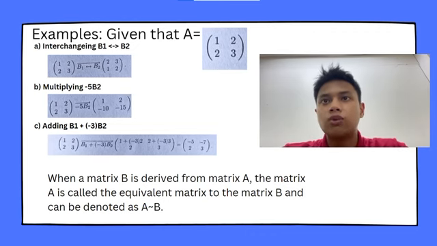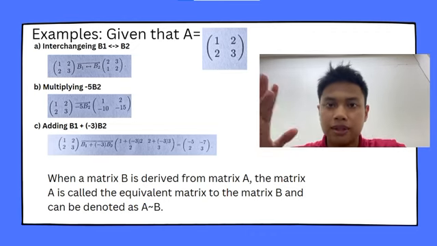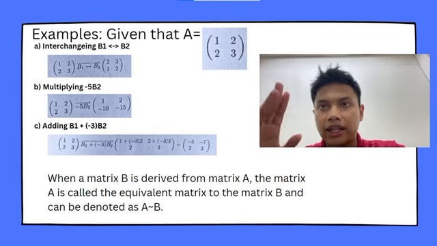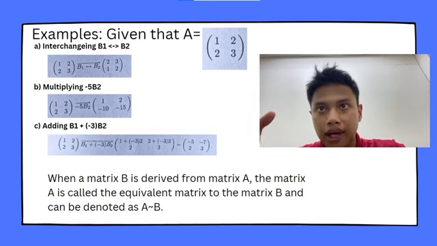The second one is multiplying, which is simple. Negative 5 R2, where R2 is row 2, so everything in row 2 is multiplied by negative 5. And lastly we have adding.